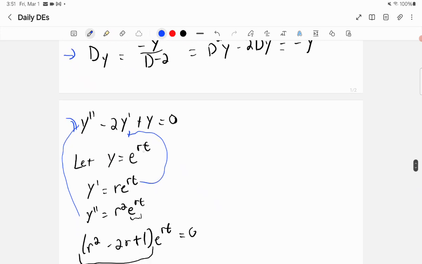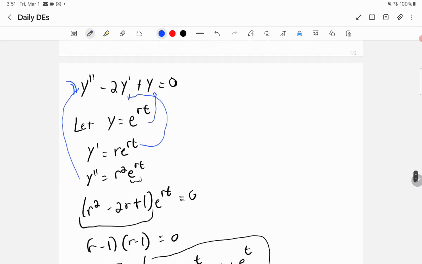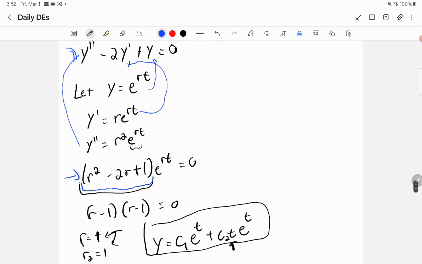You're going to notice that all three of these have an e to the rt in them. So I'm going to factor that out immediately, which is what I do here. Now it's factored out. I get r squared minus 2r plus 1 times e to the rt. The only way that this left-hand side can be equal to 0 is if the underlined part is equal to 0, because e to the rt is never going to be 0. So now I'm going to factor it out. I get r minus 1 times r minus 1. And of course, since this has the same root, we get the same root twice.